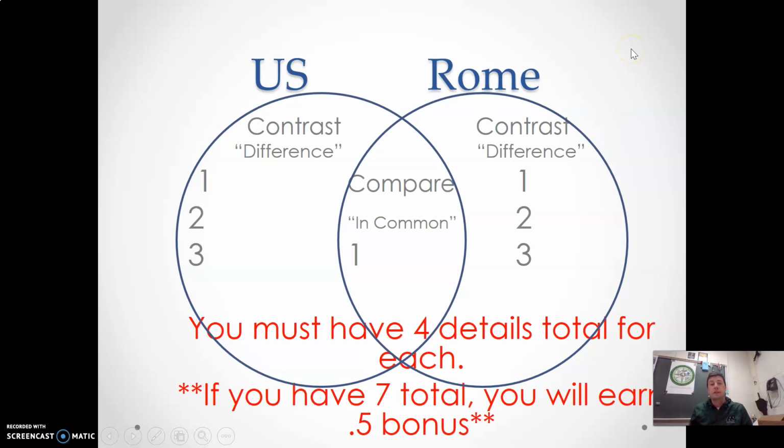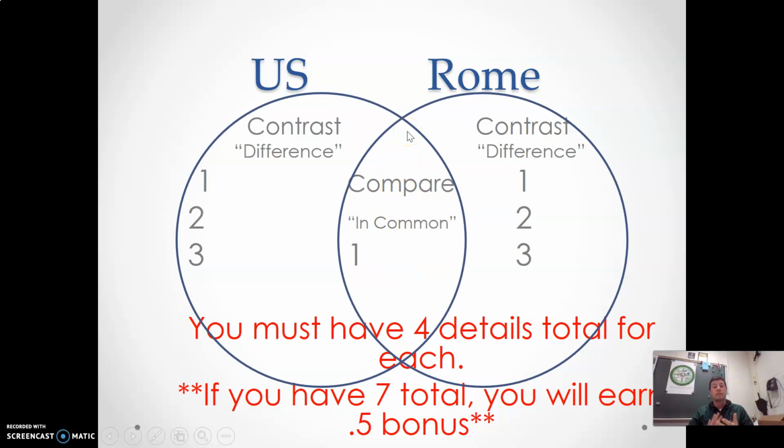So what should this look like? For your Venn diagrams, you're going to have the United States on one side and Rome on the other. I don't care which way you do it. It does not matter to me. For contrasting points, you're going to have items along the side for each one, and then, as I mentioned, comparisons, things that are in common, in the middle.